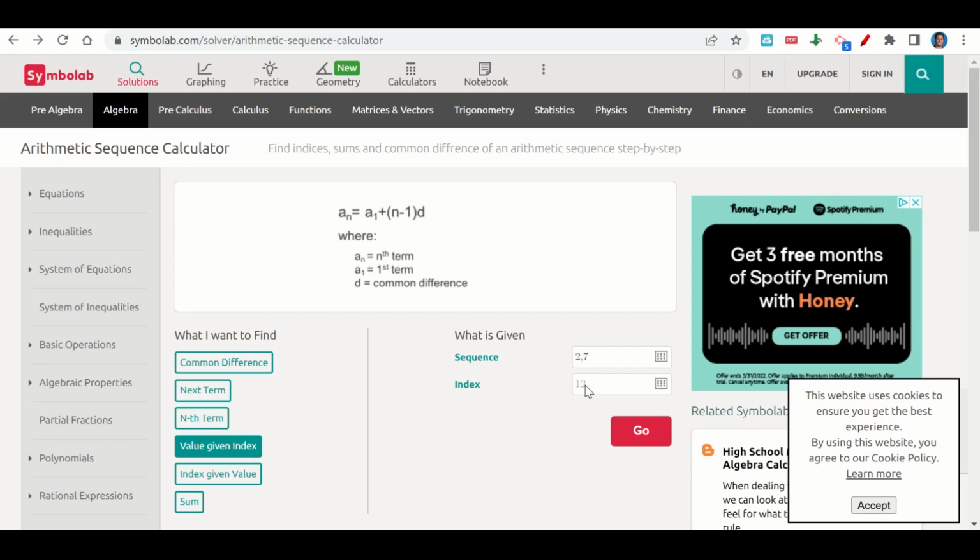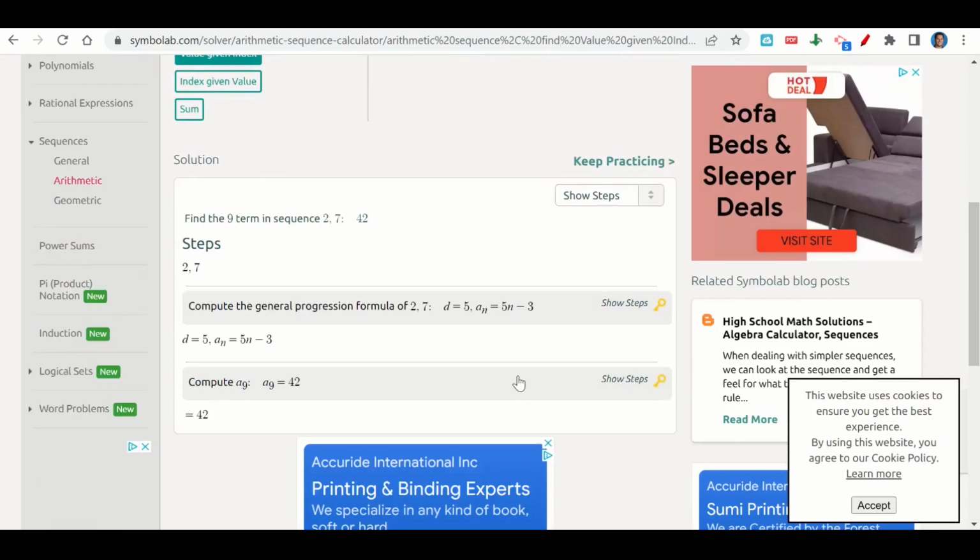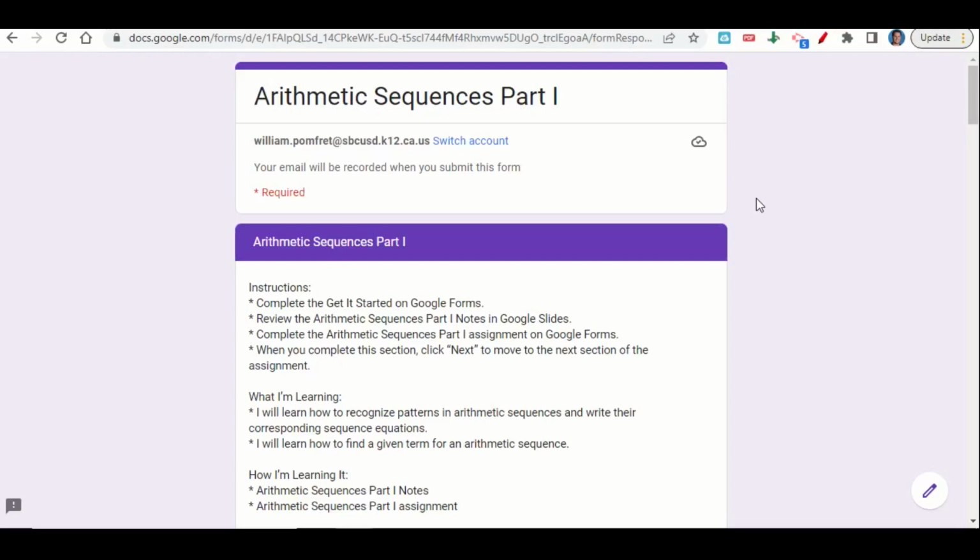And then I'm going to put in the term that I'm looking for. So let's say I'm trying to find the 9th term. So I'm going to go ahead and enter that in, and I click go. And if I scroll down, it gives me the equation here that I'm looking for. And then it computes it for me and tells me that the 9th term should be 42. So this is how I can check my work using Symbolab when trying to find a given term of an arithmetic sequence.